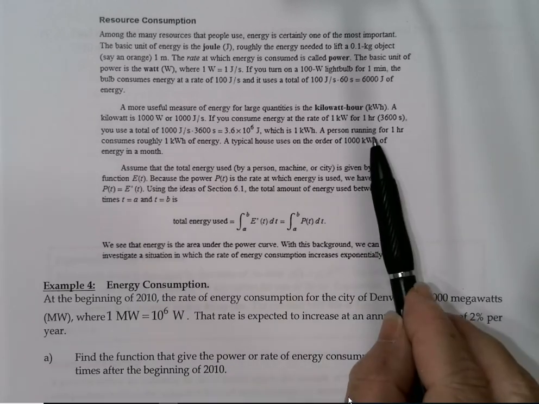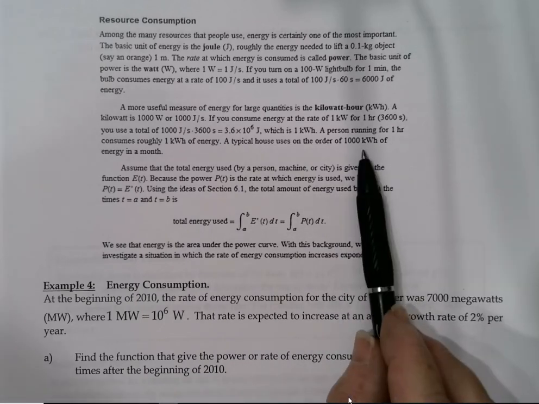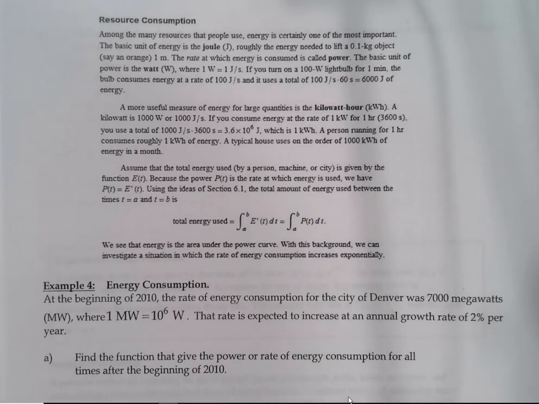Again, just for reference, a person who runs for an hour consumes roughly 1 kilowatt hour of energy. A typical house uses on the order of 1,000 kilowatt hours of energy in a month. That's what you actually see on your electric bill, how many kilowatt hours you've used, and that's how the electric company charges you, based on the number of kilowatt hours.